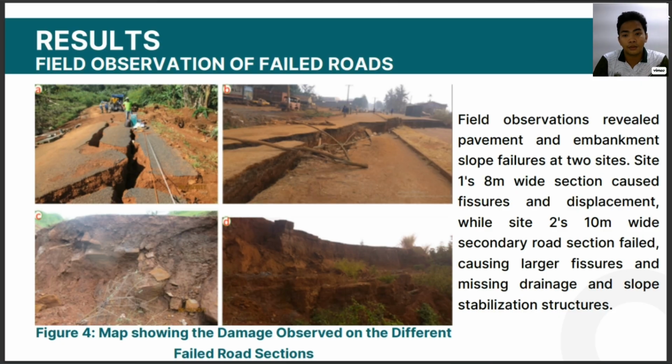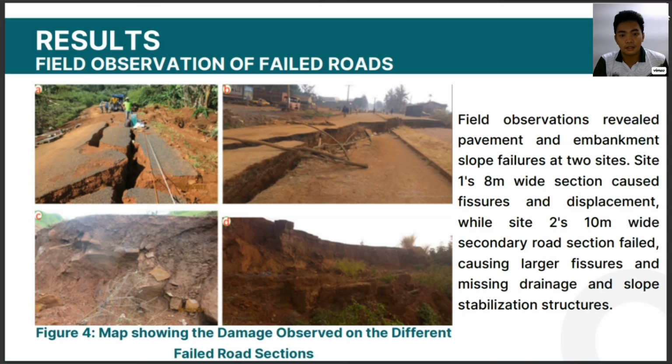The foundation soils were clayey, reddish, and contained basalt rock fragments. The secondary road in Site 2 had a 10-meter wide section with larger fissures, with the southern section filling to the northern section remaining in place. The road foundation was built using pavements and body embankments, but drainage and slope stabilization structures were missing.